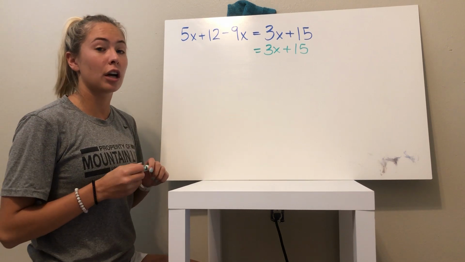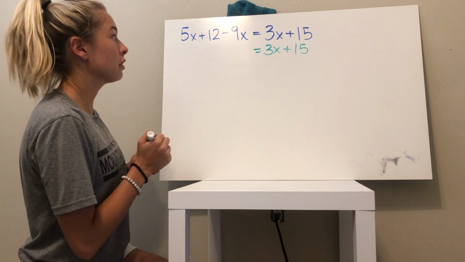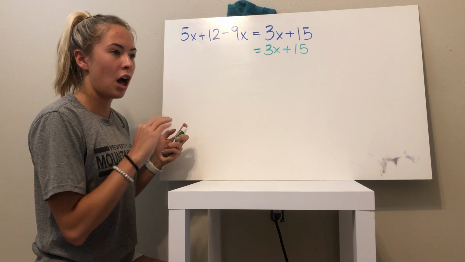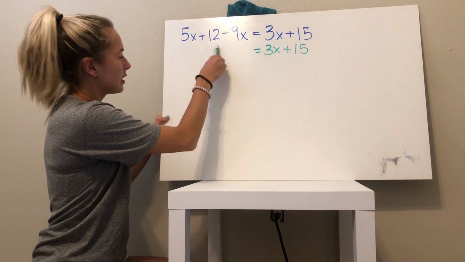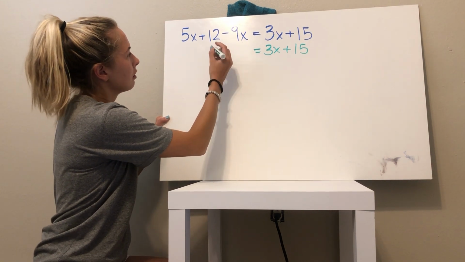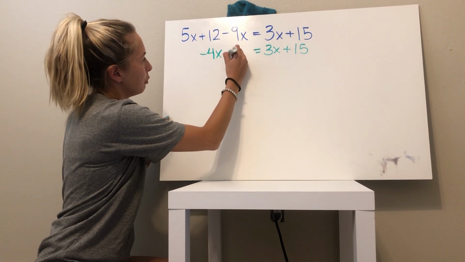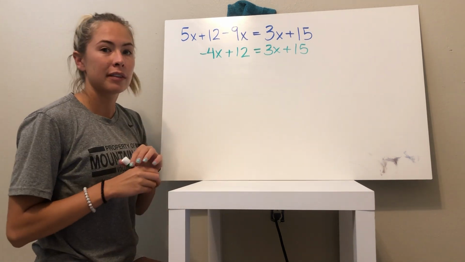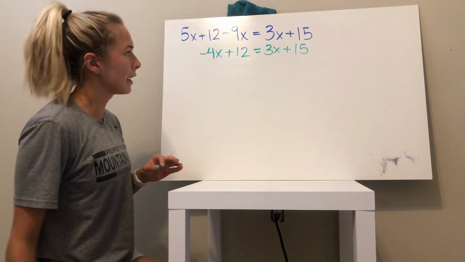So we're just going to go ahead and do that for this specific equation before we do any other moves with balancing the equation. This 12 is going to stay where it is, so we have 5x minus 9x, which gives us a negative 4x plus 12, right? And now we have an equation that looks exactly like it did last video, right?